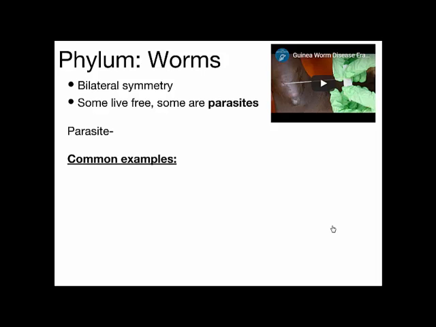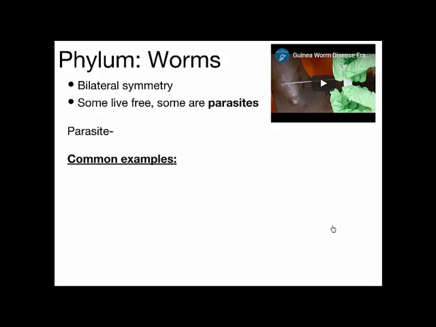You don't really need to know them, but they are roundworms, which are called nematodes, Nematoda. There are flatworms, called Platyhelminthes is the name of their phylum. And there are segmented worms. Their name is Annelida. But we're going to kind of lump them together here. So all of the worms have bilateral symmetry. Most are free-living, but there are a bunch of parasitic species of all three types of worms.